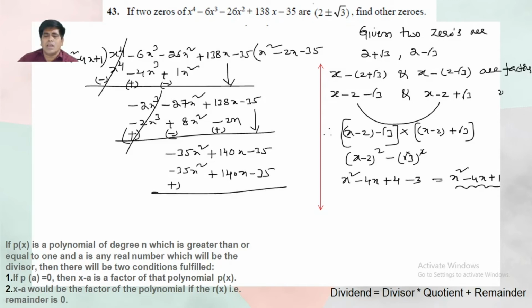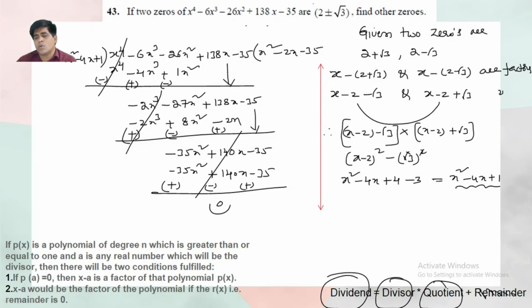If I change the signs, every term will get cancelled, so I'm getting 0. Definitely I should get 0. Why? Because it's a factor. Now the total expression, the dividend, we can write as divisor into quotient. Anyhow, the remainder part is 0 here. Remainder is 0, so we cannot consider this one.